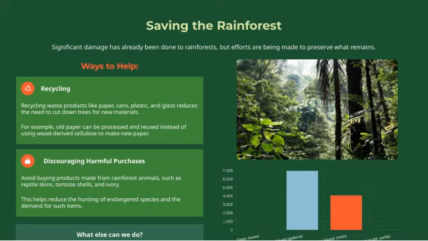Saving the rainforest is a crucial part of our overall effort to protect the environment. While a lot of damage has already been done, it's important to remember that there are still ways we can make a difference.